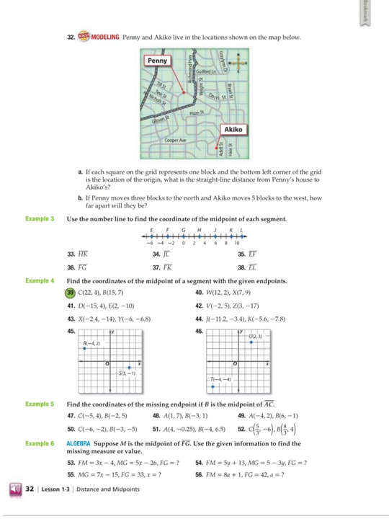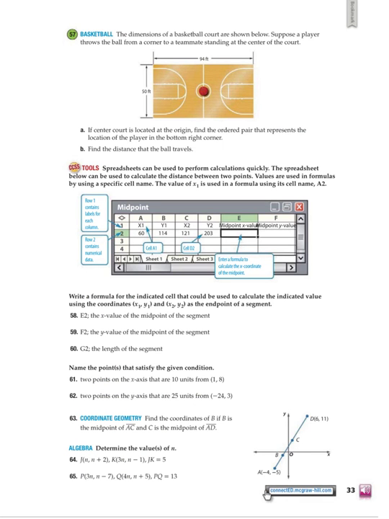I think we're good here. Finding the missing endpoint. Find the coordinate of the missing endpoint B, if B is the midpoint. So we've got AC again, and we're finding a midpoint. I did a couple of those earlier, so I think that you're in good shape there. If you're not, though, you know to contact me. But I like these down here. Let's see what we've got on 64 and 65. They look a little bit more interesting than some of these others.